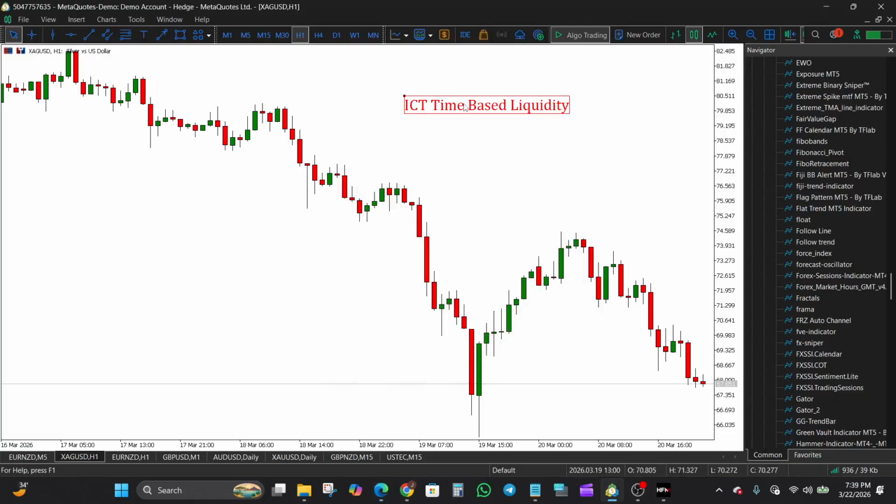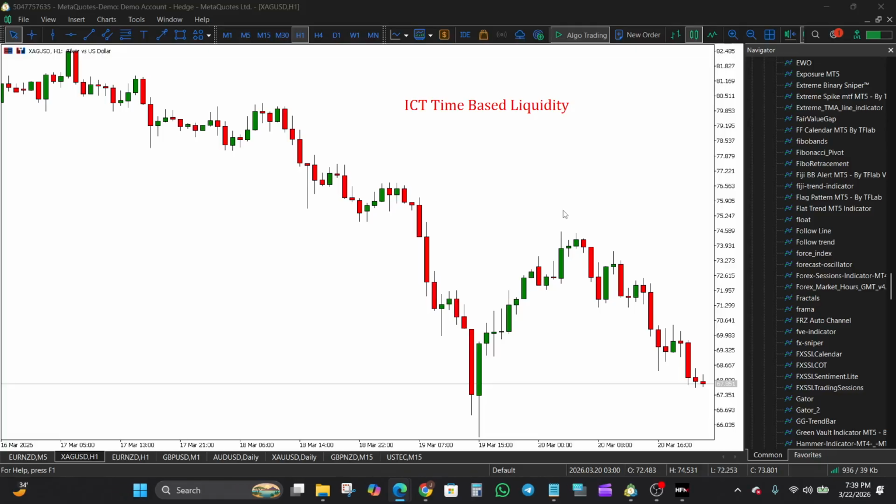Now, ICT Time Based Liquidity is a concept that focuses on how the market behaves at specific times of the day. So instead of looking only at price levels, this idea emphasizes that liquidity often forms and gets taken at predictable times during the trading day.